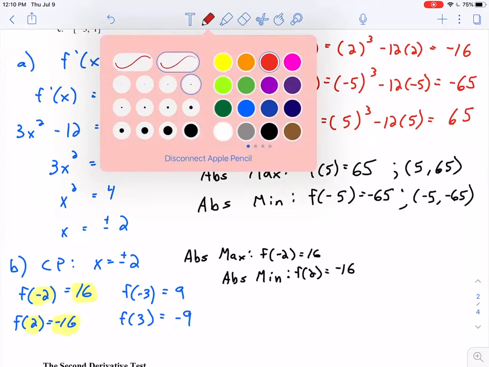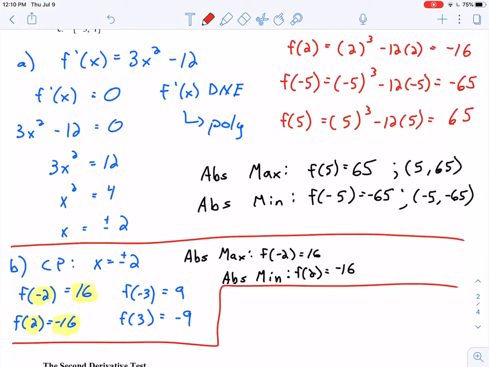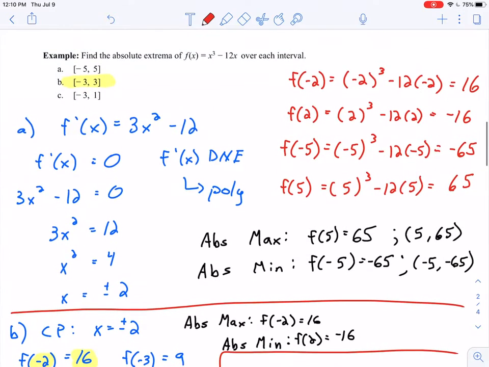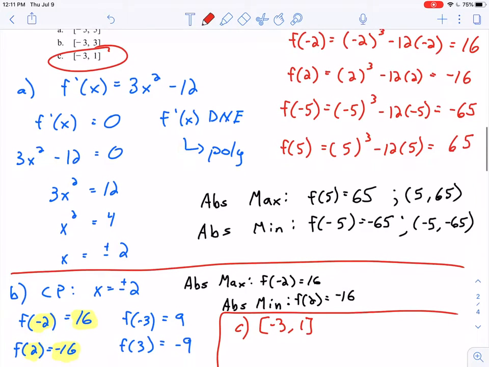One last interval that I'd like to look at here, and this one's a little bit different, so I want to make sure that we have some time, even though I'm running out of room here. The next interval that we're going to look at is negative 3 to positive 1. So what makes this interval different? We're working on negative 3 to positive 1. So we said our critical points, those were x equals plus or minus 2, so 2 and negative 2.